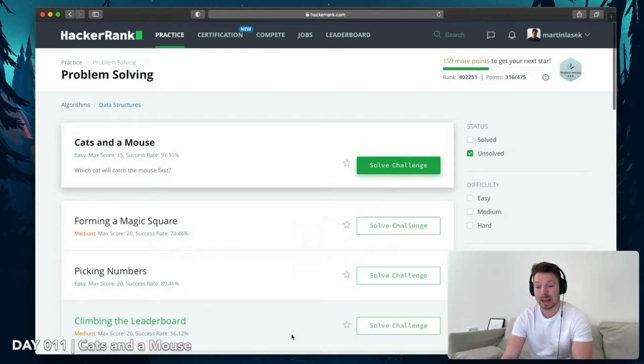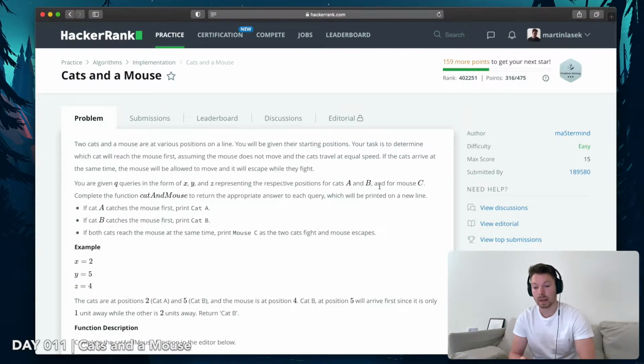Today's challenge is cats and mouse. Two cats and a mouse are at various positions on a line. You will be given their starting positions. Your task is to determine which cat will reach the mouse first, assuming the mouse does not move and the cats travel at equal speed. If the cats arrive at the same time, the mouse will be allowed to move and will escape while they fight. You're given queries in the form of X, Y, and Z, representing the respective positions for cats A and B and for mouse C.